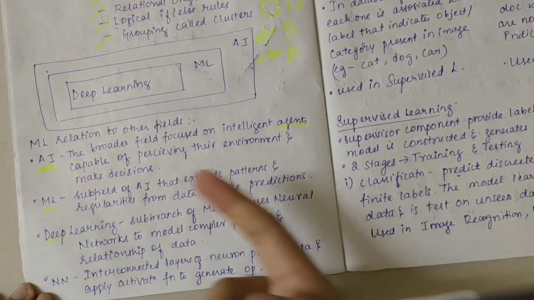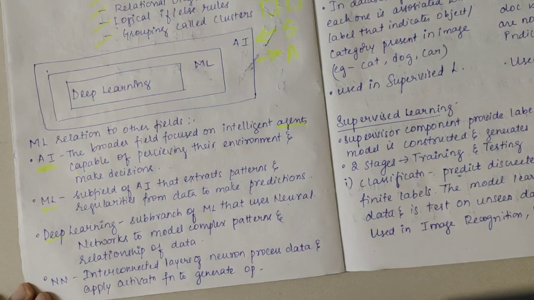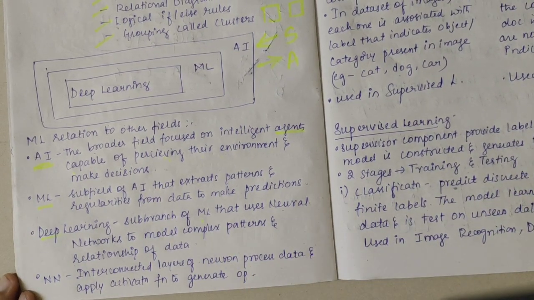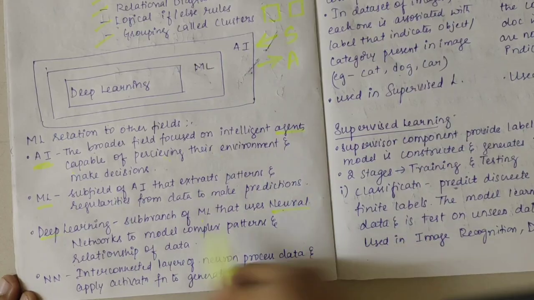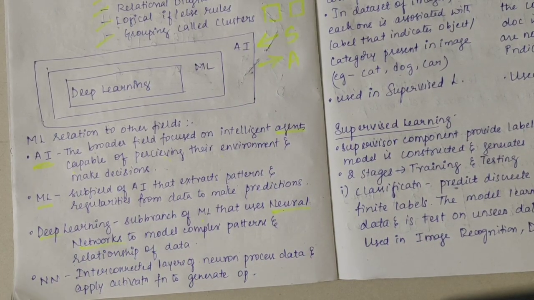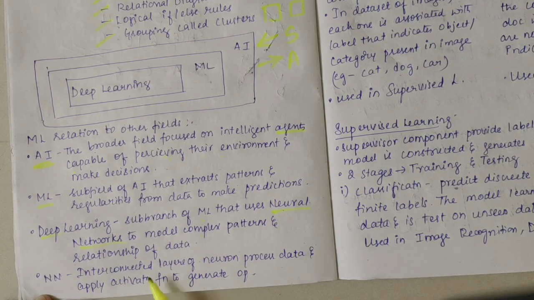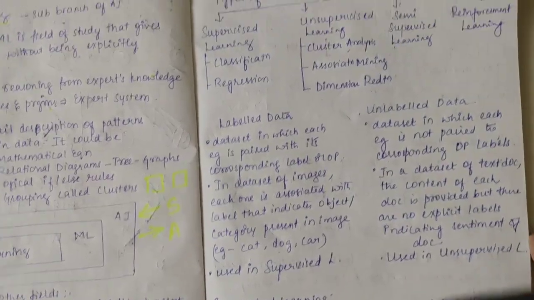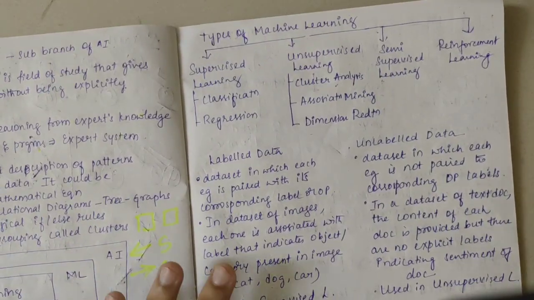Then we have deep learning. Deep learning is further a sub-branch of ML that uses neural networks to model complex patterns and relationships of data. Here neural networks refer to interconnected layers of neurons, like the neurons in our brains. Deep learning is based on that theory: interconnected layers of neurons process the data and apply an activation function to generate the output. We'll be seeing this in depth in the 5th module. So this was the basic ML intro.